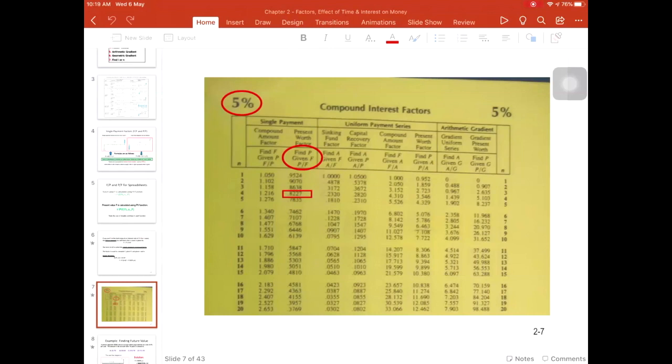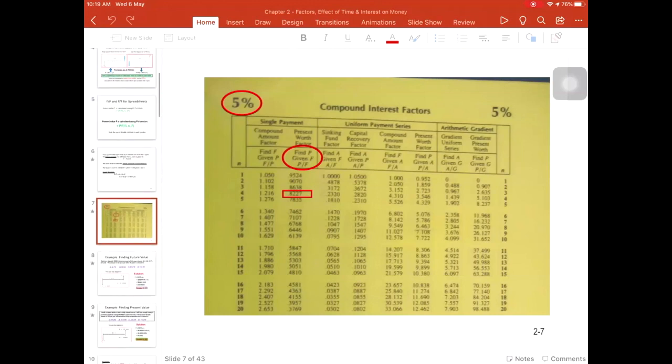So just see the column P over F only, at what end year. You see the end year here. Understand? Okay, alright, good.